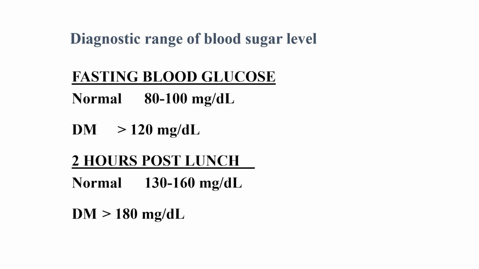Generally this is the method used to diagnose diabetes mellitus. Compared to the normal, in case of normal it's 80 to 100 mg per dl. If a person is suffering from diabetes mellitus, surely if we check the sugar level and it is more than 120 mg per dl, then it is surely diabetes mellitus.